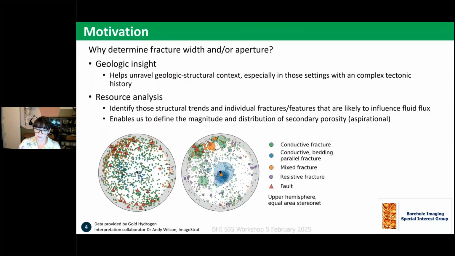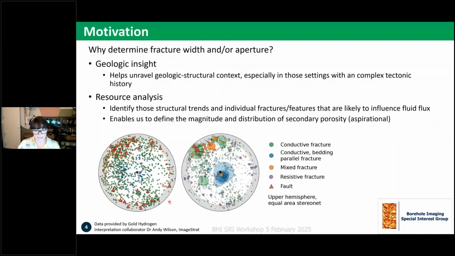And so these are two stereo nets with the same data. If people aren't familiar with the stereo net, it's a way to project fracture data. Poles to plane is what's shown here. It's a way to project fracture data so you can see it all together, like both its orientation, its strike, and its dip. And the left-hand stereo net is how we typically see borehole image data projected.